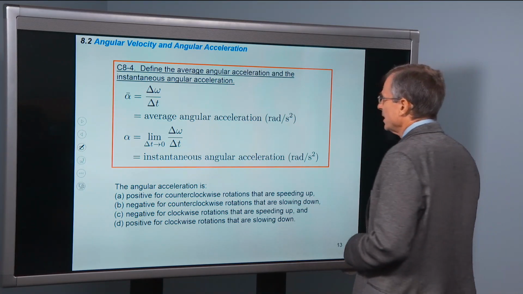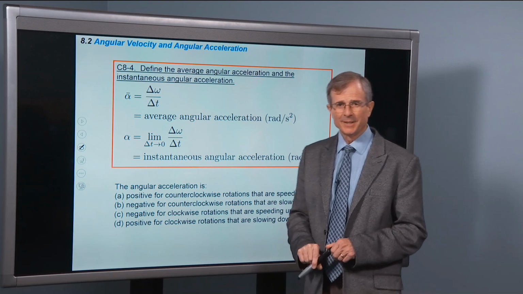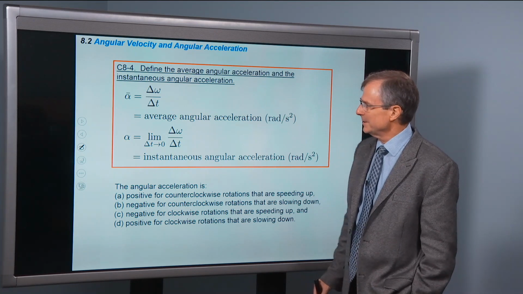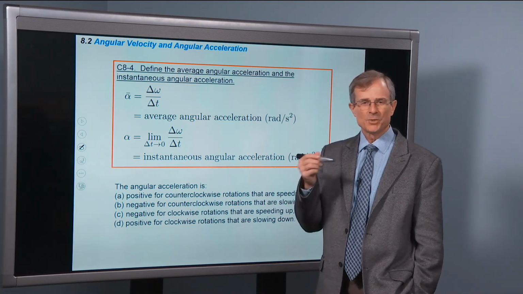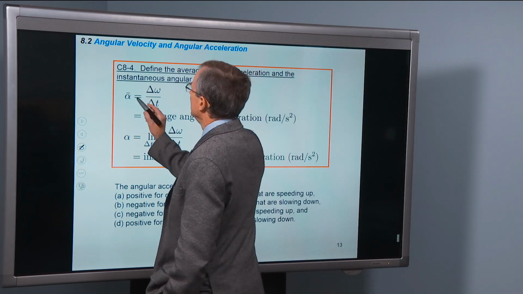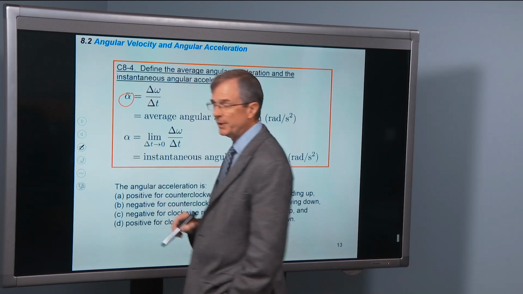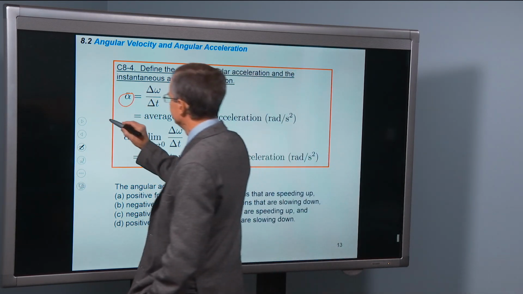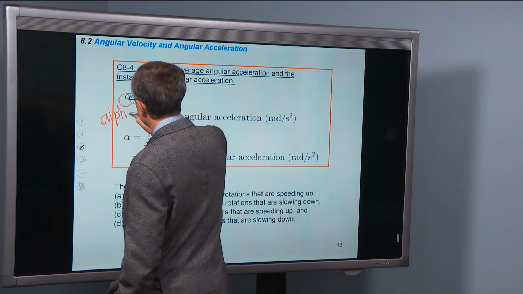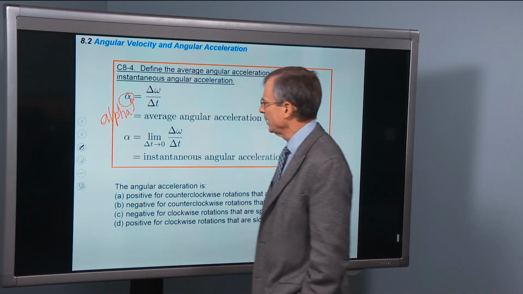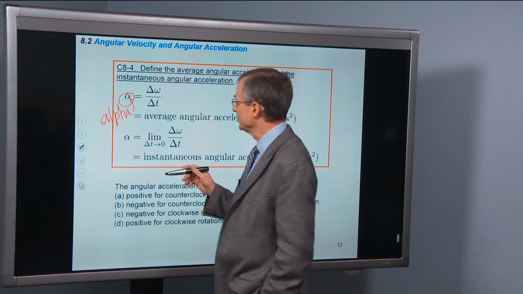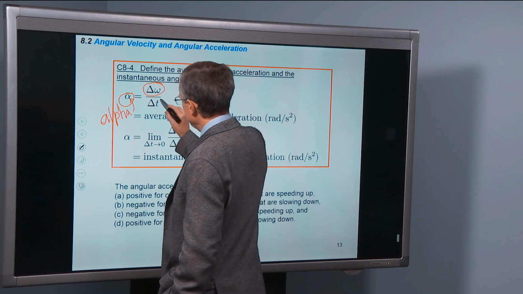Define the average angular acceleration and the instantaneous angular acceleration. And you say, well, I'll bet I know what that is. I learned it in Chapter 3, and that is that an acceleration is going to be a change in velocity divided by a time. And you'd be absolutely right. That's exactly what happens here. The angular acceleration is denoted by the Greek letter alpha, and there's a bar over it to denote that it's an average. And it is a change in velocity divided by a change in time.